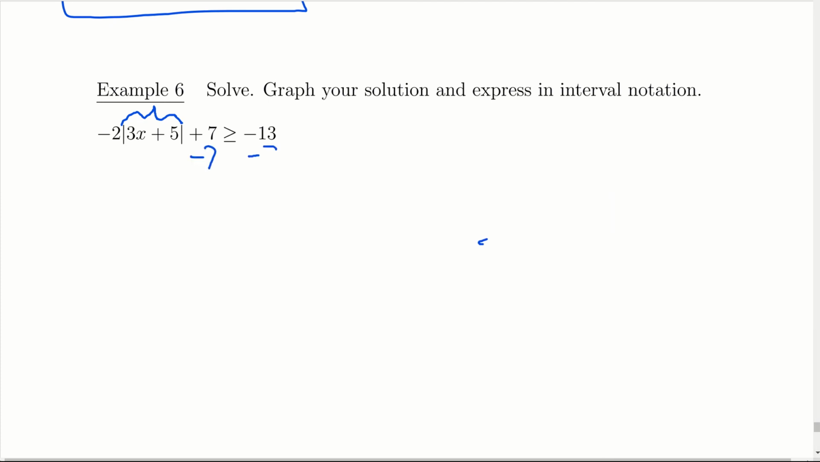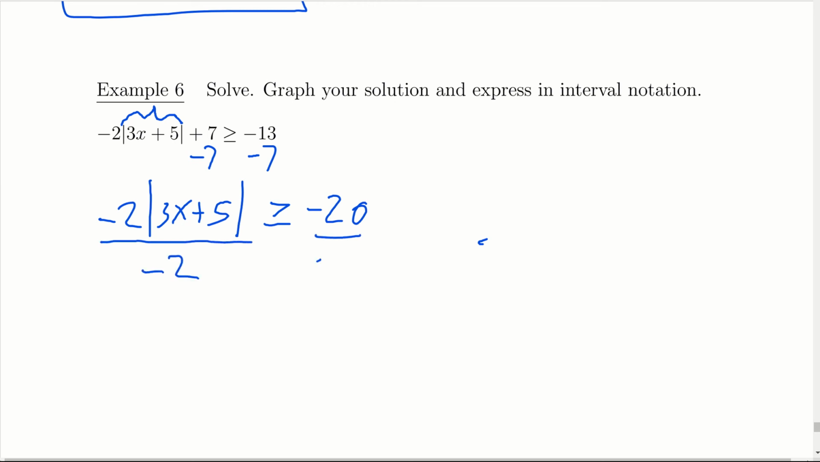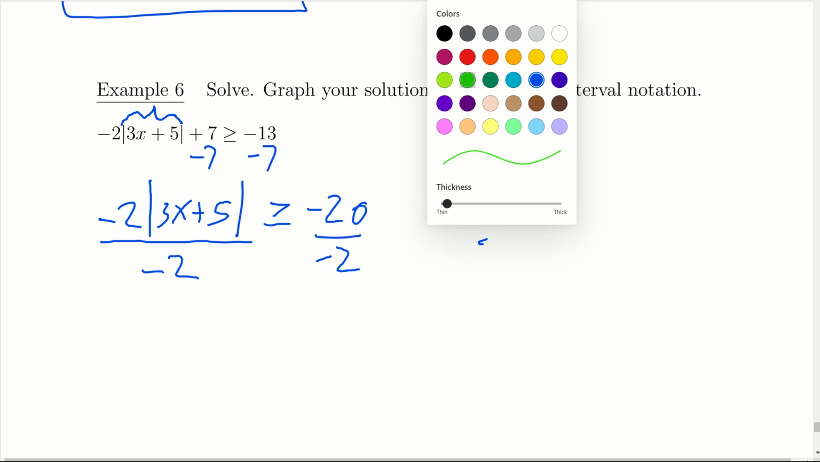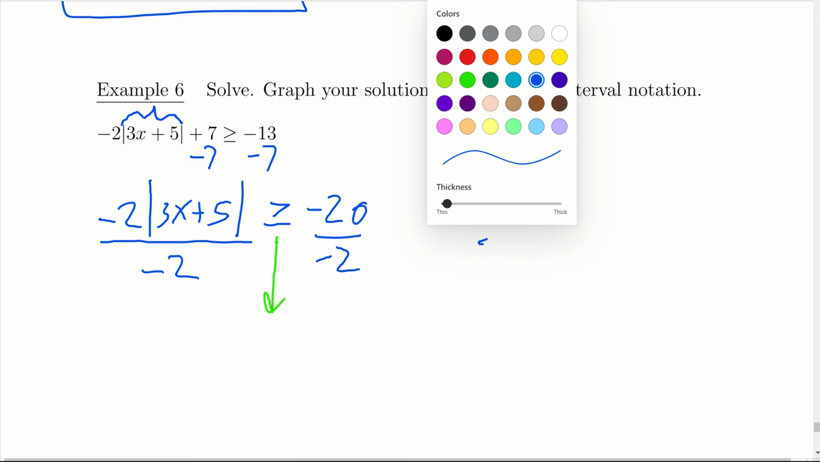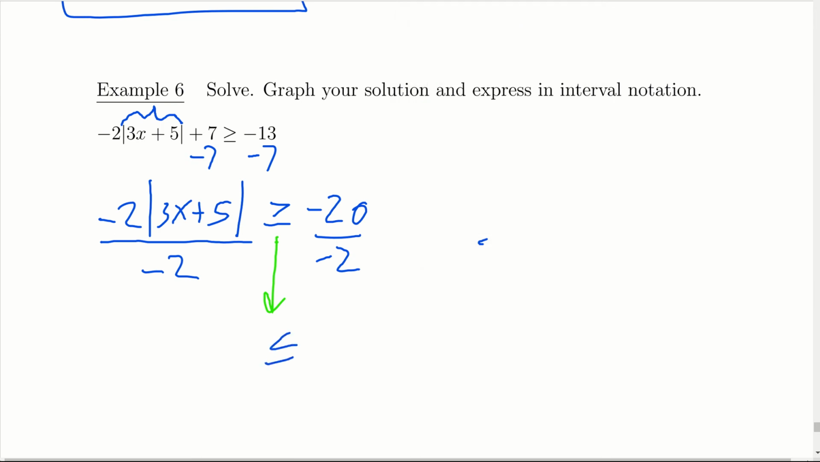So subtract 7, we get -2 times the absolute value of 3x plus 5 is going to be greater than or equal to -13 minus 7, which will give us -20. The next step to get the absolute value by itself is we now need to divide both sides by -2, keeping in mind that dividing by that negative is going to change the direction of the inequality. So instead of having a greater than or equal to, this now becomes a less than or equal to. We have 3x plus 5 in absolute value is less than or equal to +10.